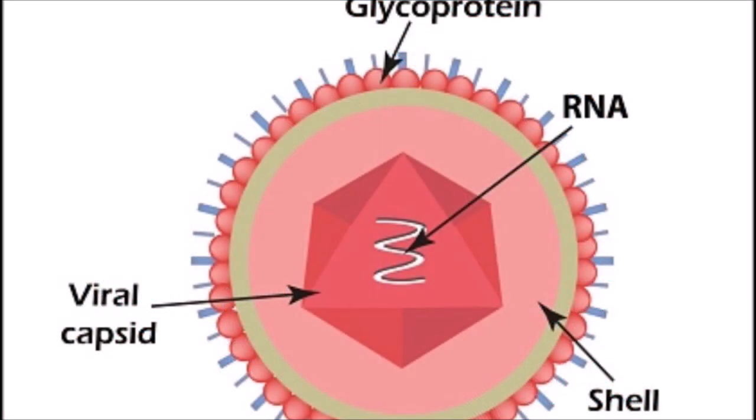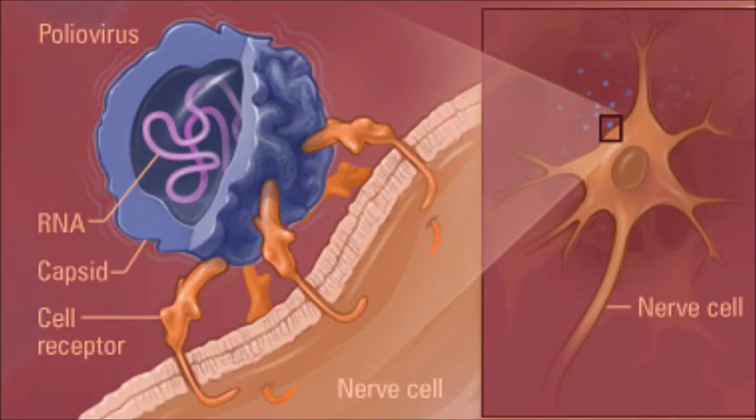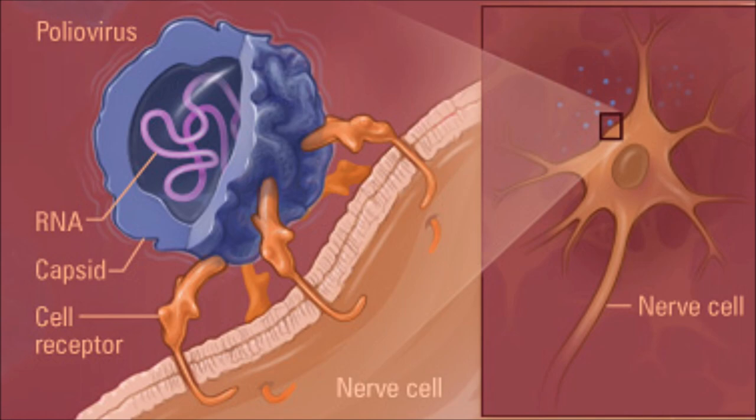Poliovirus is spherical in shape and is made up of RNA, a viral capsid, a shell around the capsid, a membrane around the cell, glycoproteins attached to the membrane, and cell receptors that help the virus attach to the host nerve cells.